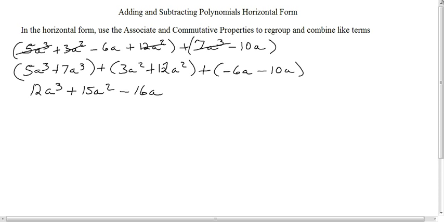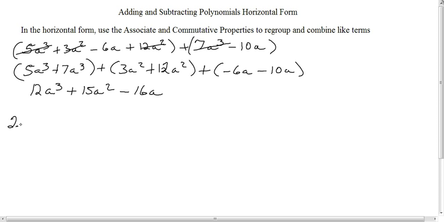Okay, so again, I literally found what my like terms were. I used the commutative and associative properties and regrouped. Once I regroup, I just simply combine my like terms. Okay, so that's pretty much how we do that. Let's take a look at one more and see how well it works.